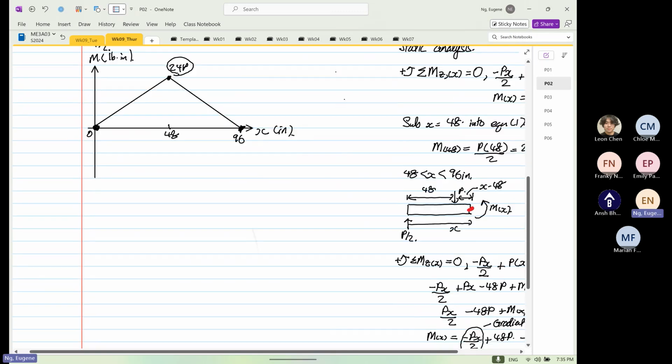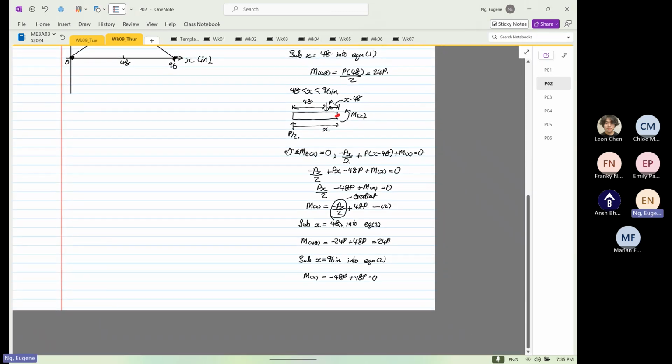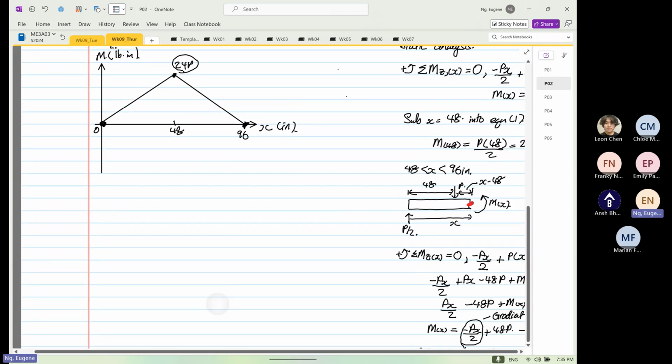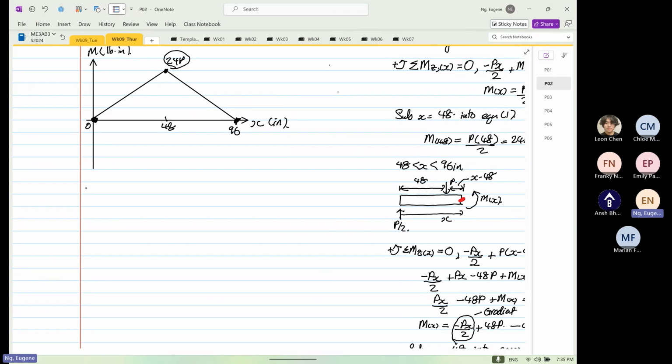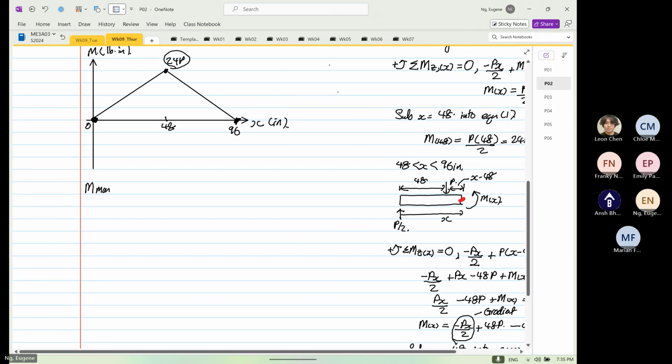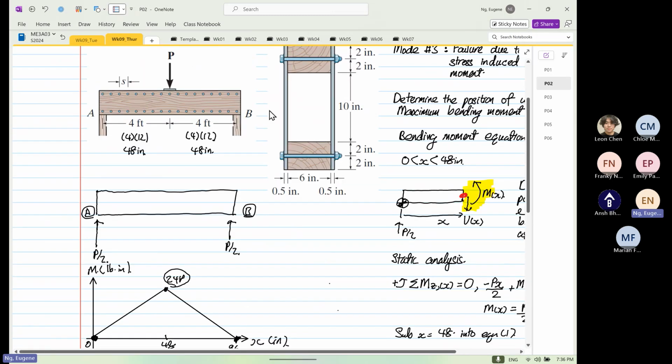Okay. So from here, right? Just to quickly recall the bending moment diagram for those of you that cannot remember, sometimes I cannot remember also. So we know that M max occurs at 48 inch, and the moment max is equal to 24P. Okay, so by going back to this diagram, right?